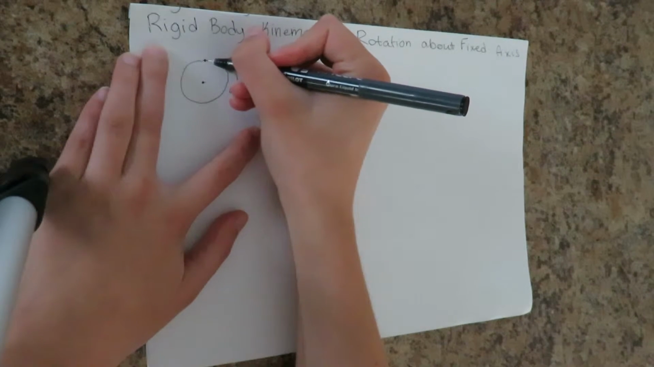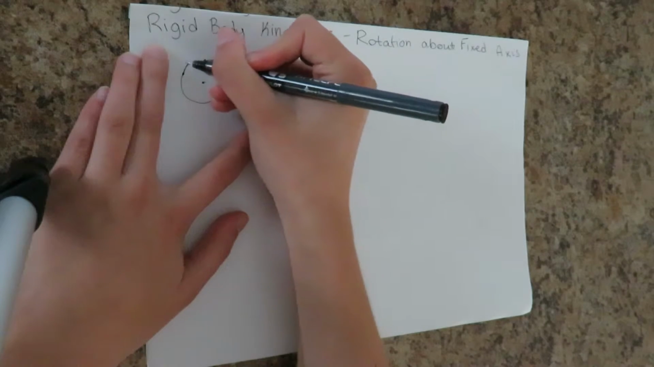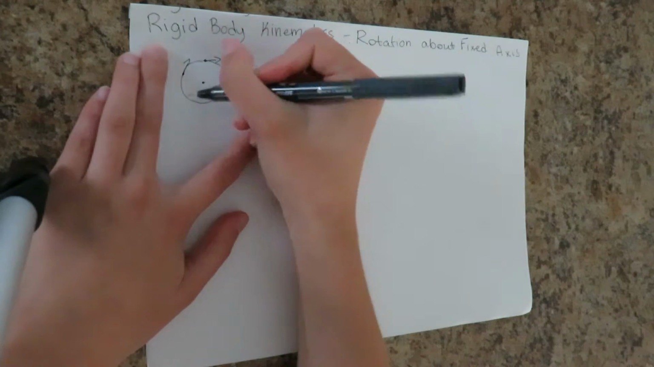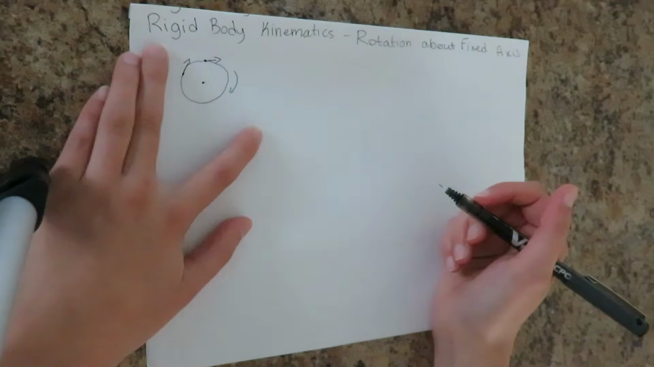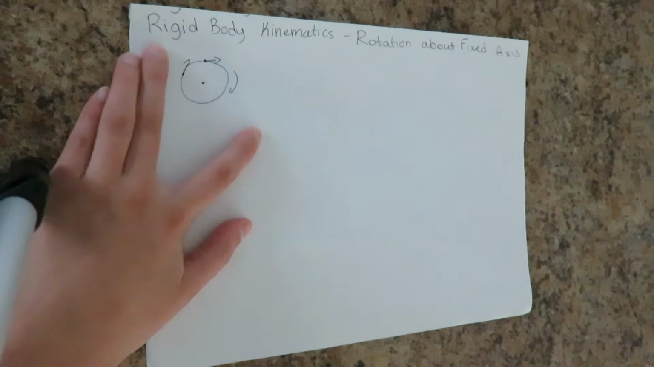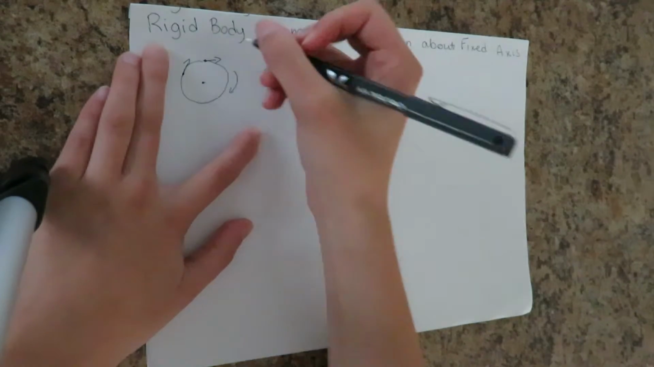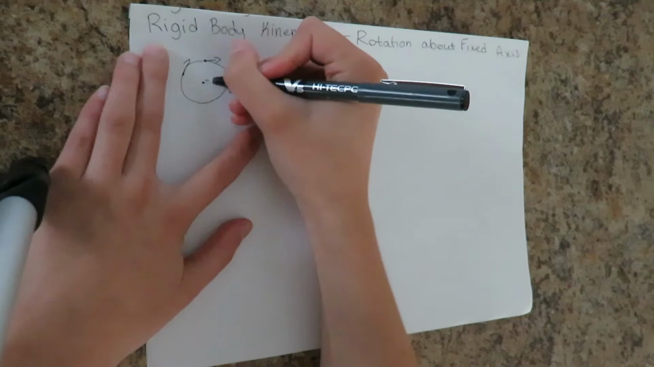This point has a velocity going straight this way. This point has a velocity going straight this way. It's the whole body itself that's rotating, not a point on the body. So points don't have angular rotation, only the body itself does. And so I'm just going to introduce the idea of angular rotation. You've probably seen this before, but just as a recap.